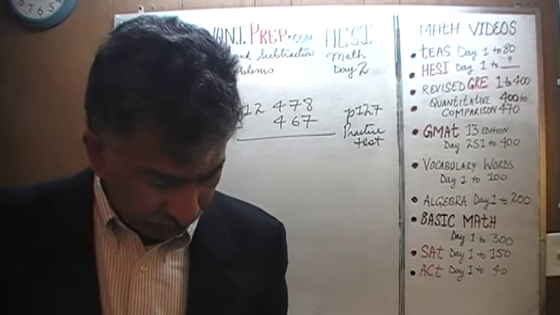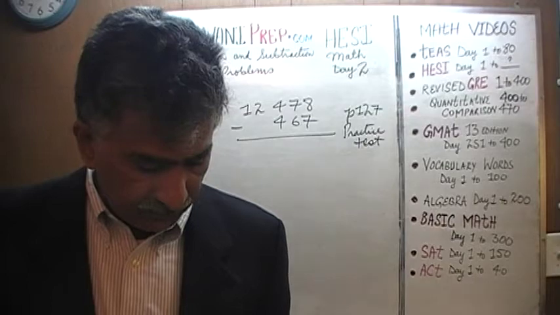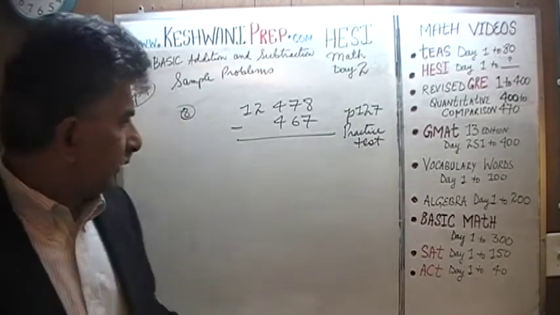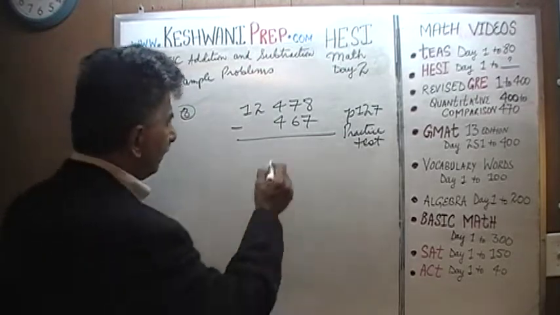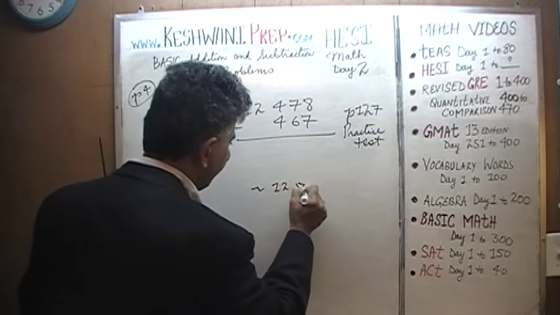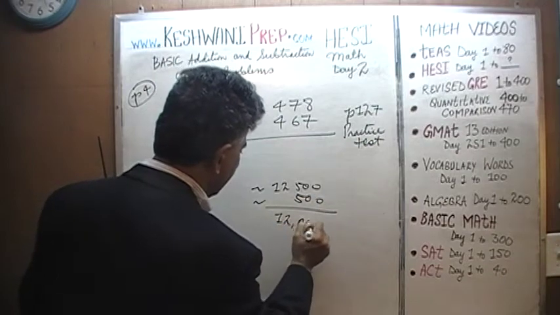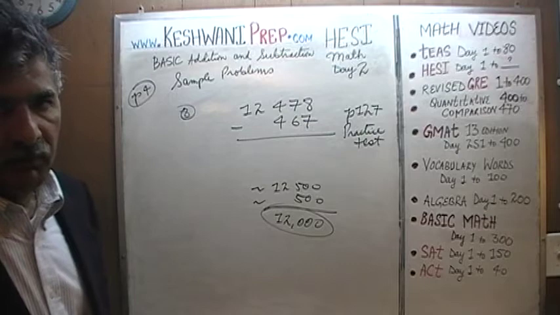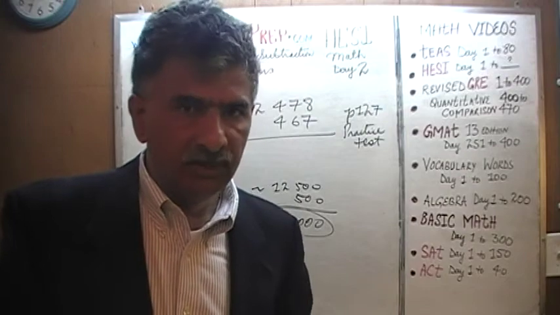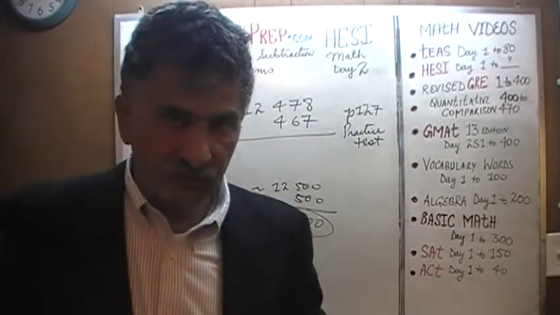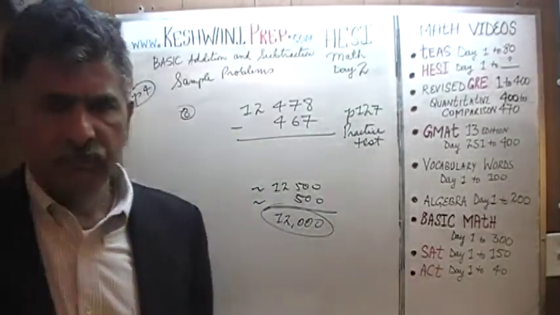For example, if you look at question number 15 on page 128, the answer choices are 30, 10, 100, and 1000. They're too far apart. You don't have to actually do anything here. The top number is around 12,500 and the bottom number is around 500. Had it been a real exam, it would be a silly thing to sit here and waste your precious seconds to actually do it out. It's going to be around 12,000. Pick an answer choice that is closest to 12,000, and that's all there is.